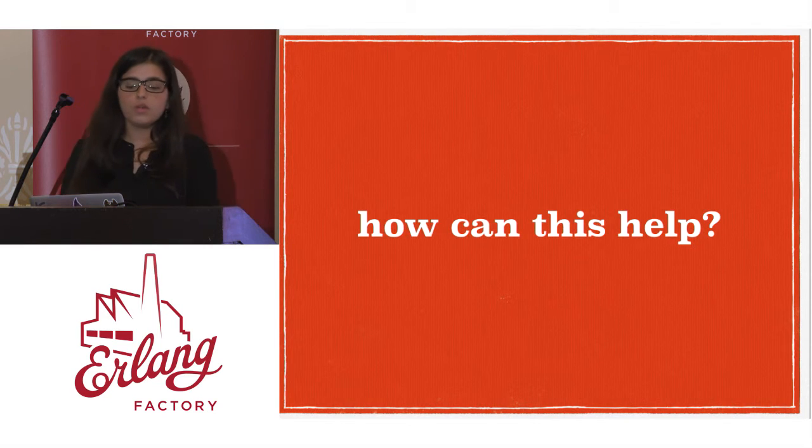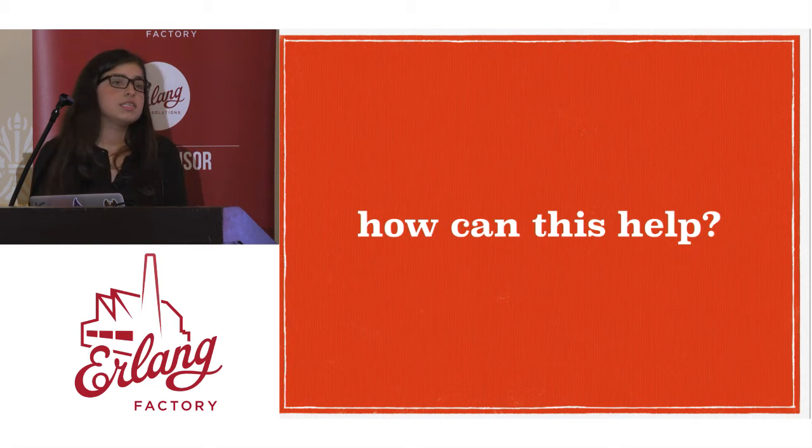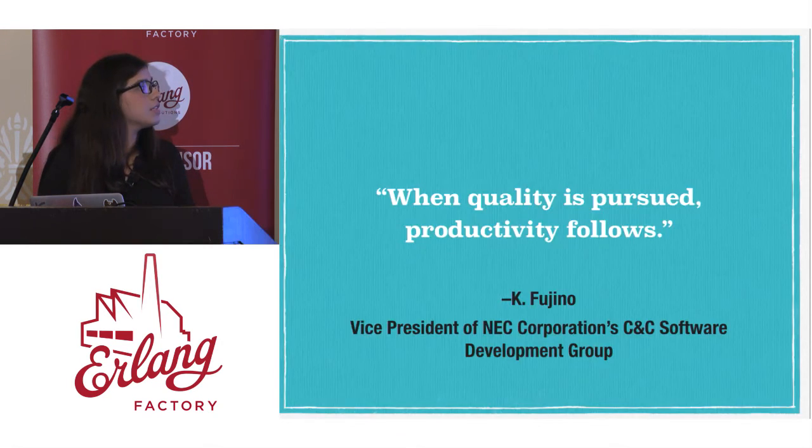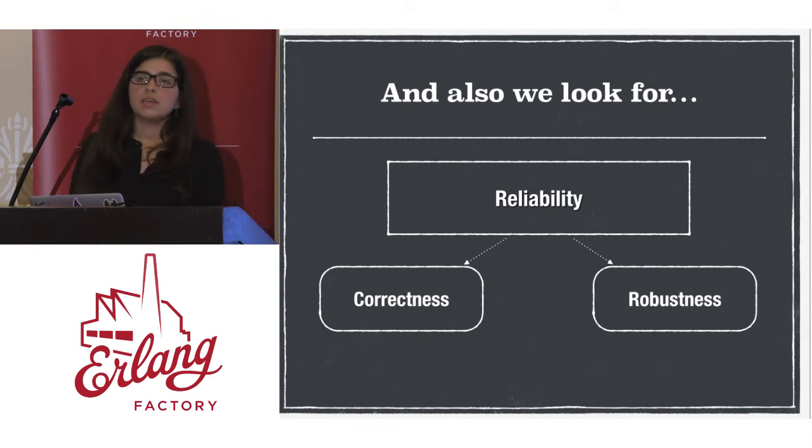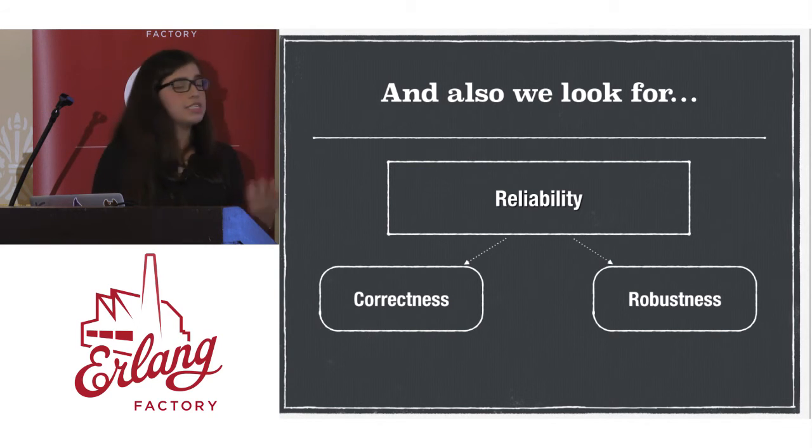So how can all this theory help? We as developers seek several things when we are writing programs. One of them is quality, so that's why I really like this quote. And the other one is reliability. There are two things that we can highlight from reliability. One is robustness, and the other one is correctness.